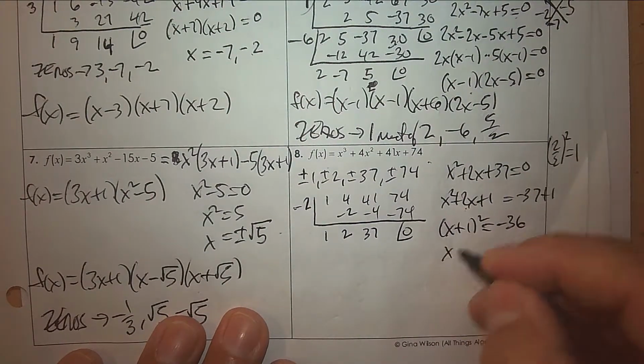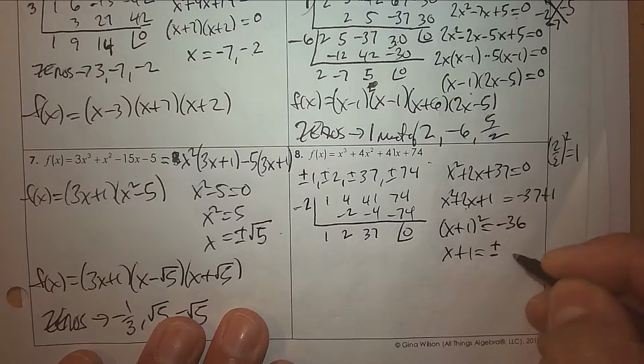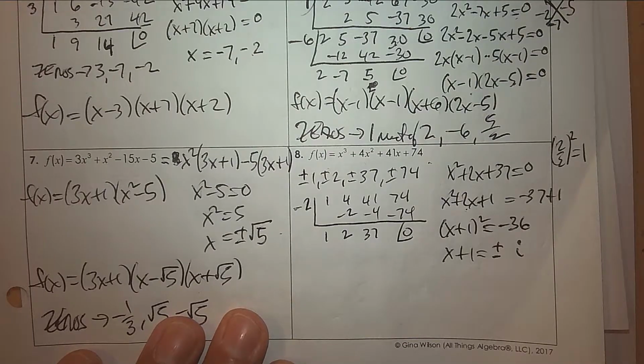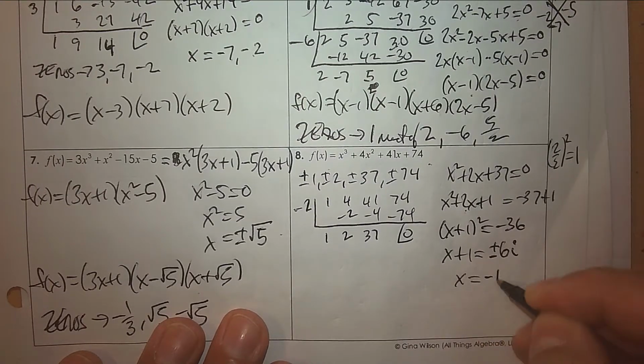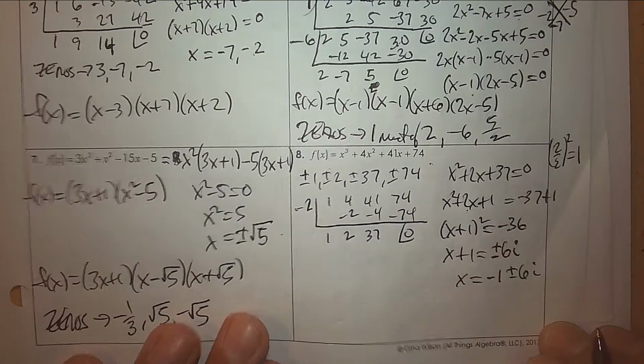When I take the square root, the answer could be positive or negative. The square root of a negative number is imaginary, and the square root of 36 is 6. So subtract 1, and then you have your complex solutions.